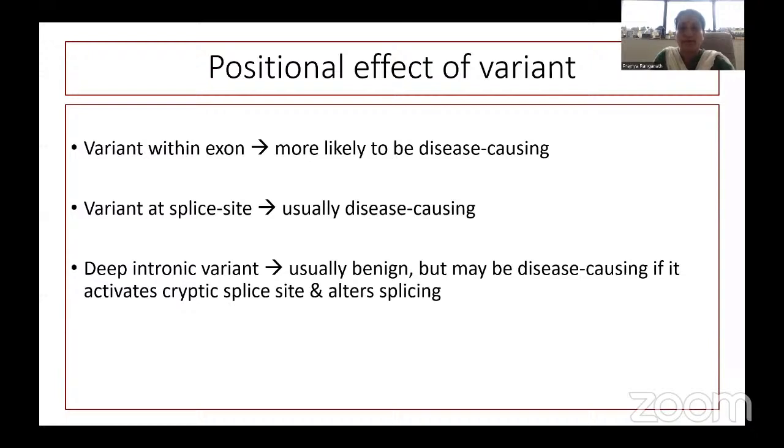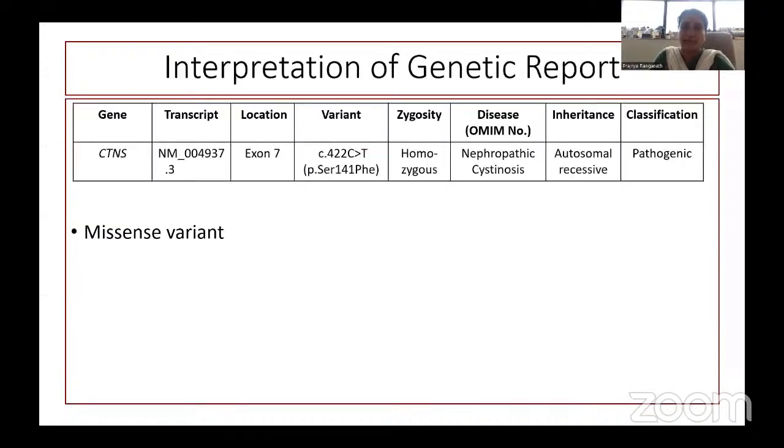But the deep intronic variants do not contribute to the coding portion, and therefore they're usually benign. But sometimes they can also be disease-causing if they create a new splice site, which is called activation of a cryptic splice site, and they can alter splicing and thereby cause disease. So in this particular child, we had this variant.